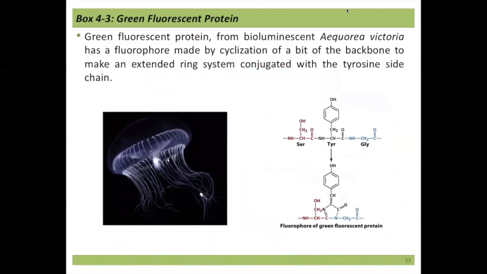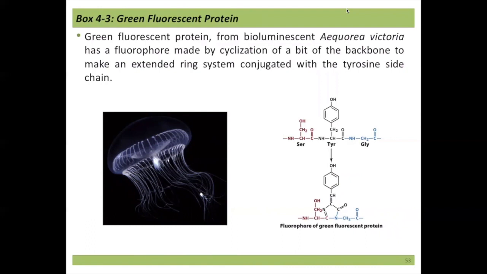So let's just talk about some of the things that we can do. There's a little box in there that talks about the green fluorescent protein. This was the previous bonus assignment. I couldn't remember what it was. It was a jellyfish. I should have remembered jellyfish. So anyway, it came from a jellyfish.